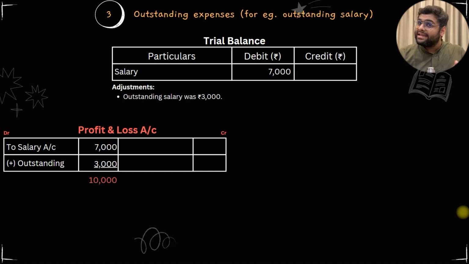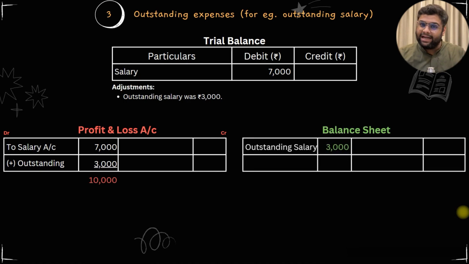Now, this outstanding salary is also a liability for you. Therefore, in the balance sheet on the liability side, outstanding salary will be recorded at 3,000.